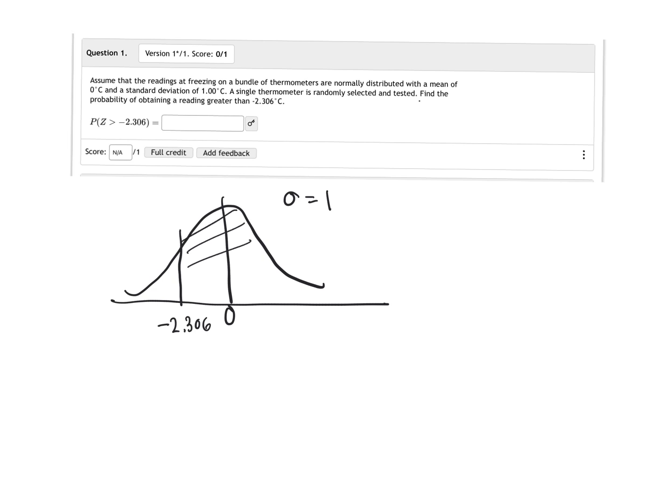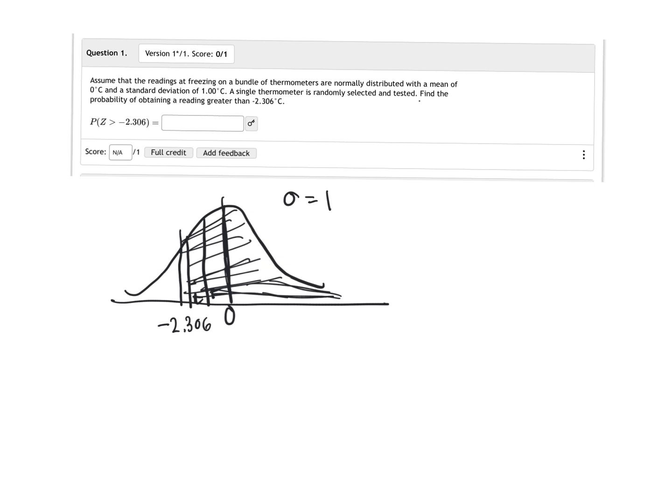Looking greater than that, we automatically know that this is going to be quite a bit bigger than 50%. Here's the 50% line. 1 standard deviation would be -1, 2 would be -2, so we know we're like 50 plus this large amount. So it's going to be like 0.99 something or 0.995. So let's find out exactly.